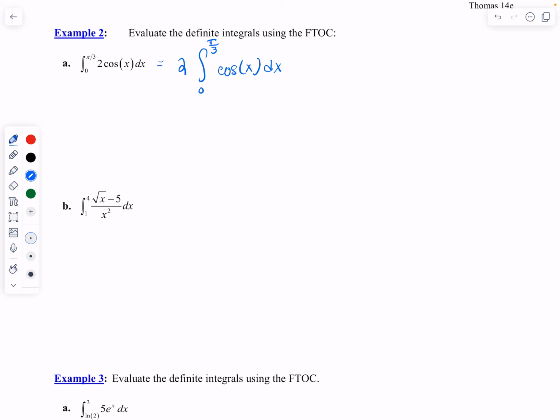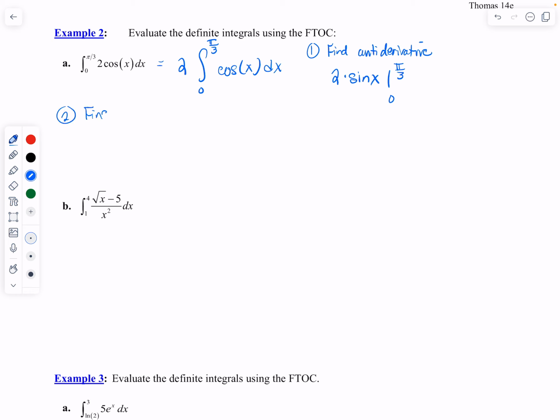Okay, so if you remember, step one, we have to find the antiderivative, right? So basically the antiderivative of cosine, if you remember correctly, is sine. So I get 2 times the antiderivative of cosine, which is sine x. And remember, I'm taking that on the interval from 0 to pi over 3. Part 2.